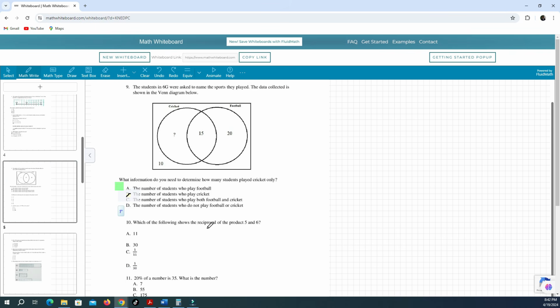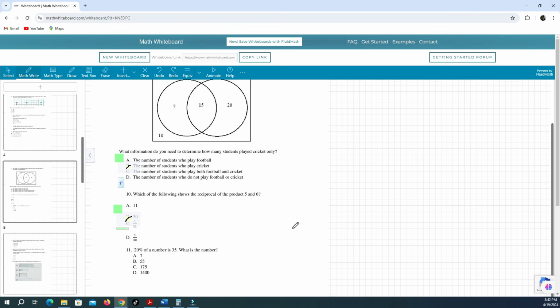Alright, number 10. Which of the following shows the reciprocal of the product 5 and 6? Reciprocal, I think that means to flip. So if you flip things, so if you say 5, 6, 30 or 6, 5, 30, that's the same thing. So the answer should be 30.